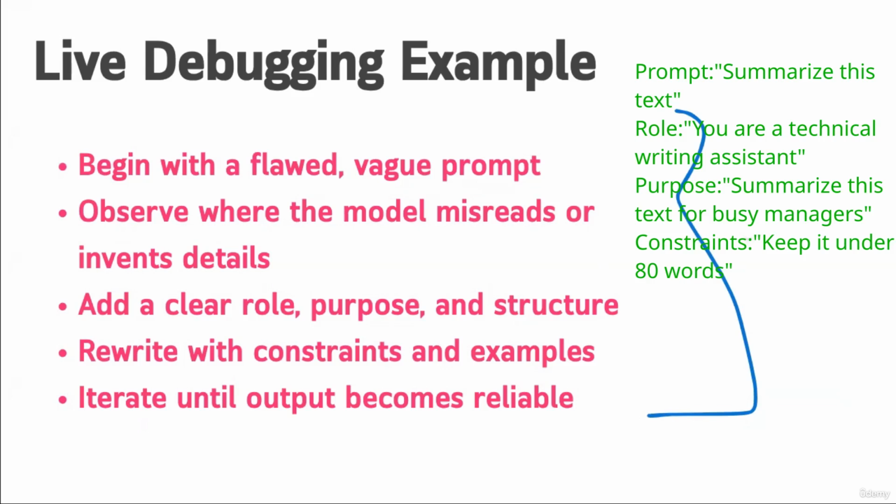The new output is cleaner and more predictable. You repeat small adjustments until the result stabilizes. That's the essence of debugging in prompt engineering. Identify the source of confusion, remove it, and retest.